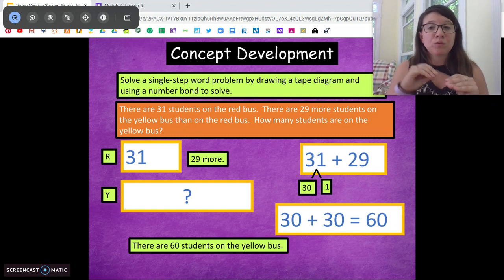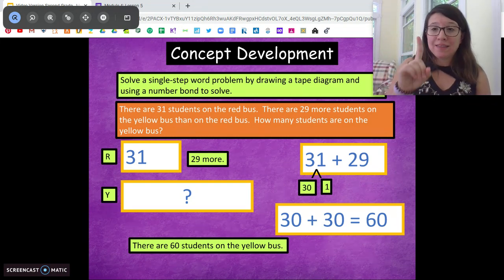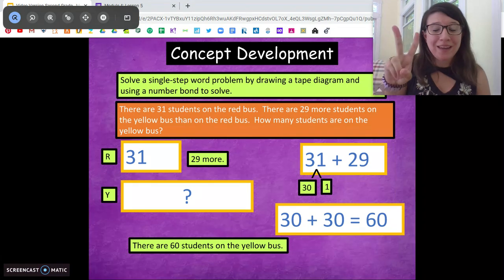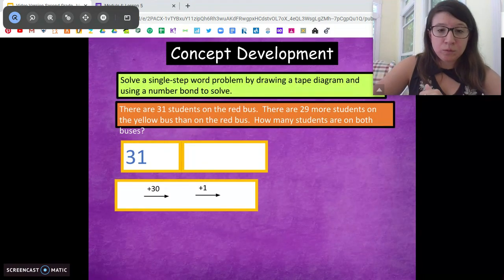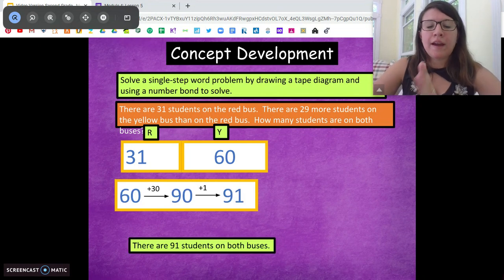Now, we're going to take this problem to the next level. This is a one-step problem. We're going to make it a two-step problem. Here we go. So, this is showing you the arrow way.